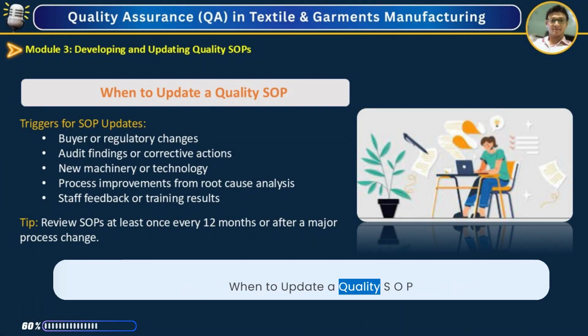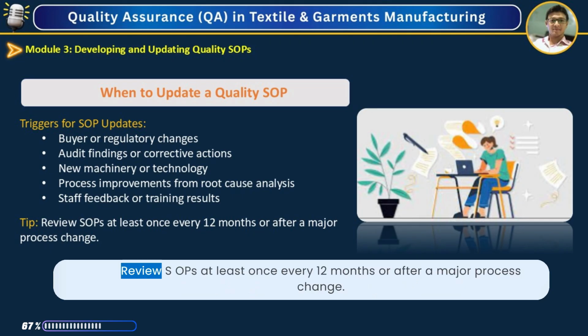When to update a quality SOP. Triggers for SOP updates. Buyer or regulatory changes. Audit findings or corrective actions. New machinery or technology. Process improvements from root cause analysis. Staff feedback or training results.